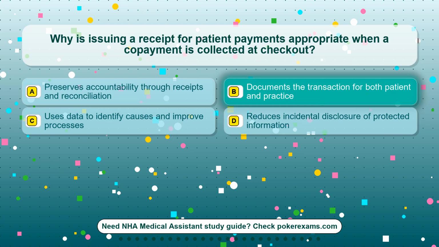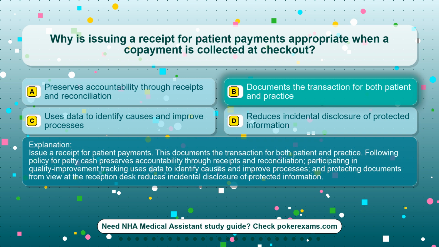The correct answer is option B. Documents the transaction for both patient and practice. Issue a receipt for patient payments. This documents the transaction for both patient and practice. Following policy for petty cash preserves accountability through receipts and reconciliation. Participating in quality improvement tracking uses data to identify causes and improve processes. And protecting documents from view at the reception desk reduces incidental disclosure of protected information.